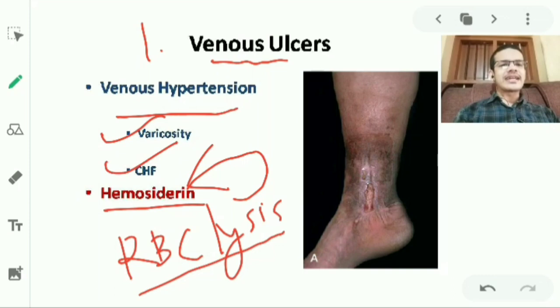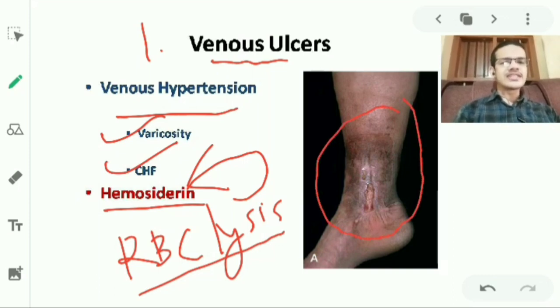This diagram is depicting a venous ulcer. You can see a brownish discoloration as well as an ulcer. The brownish discoloration is due to the hemosiderin, which is produced by RBC lysis.